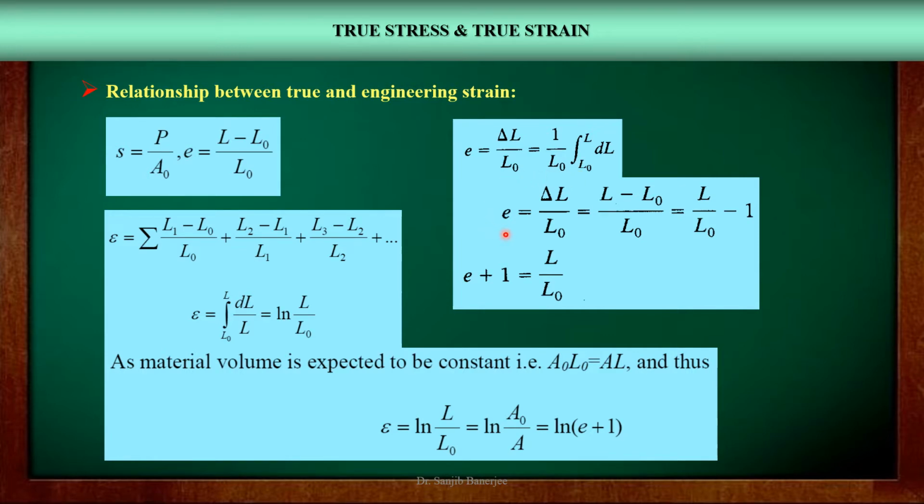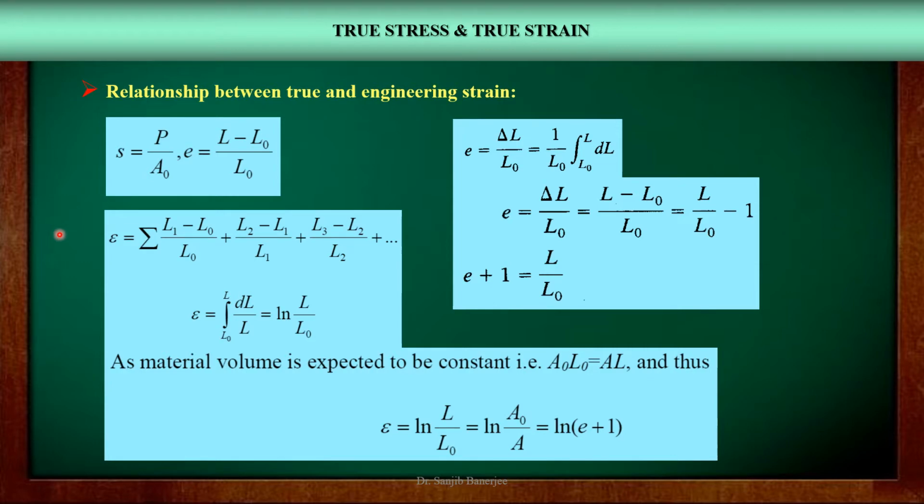So engineering strain, which is equal to delta L by L0, can be derived as L by L0 minus 1, which gives an important relationship, that is E plus 1 is equal to L by L0. This is a very important relationship which will be used in some later sections.